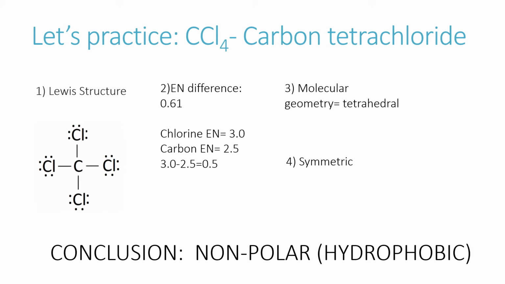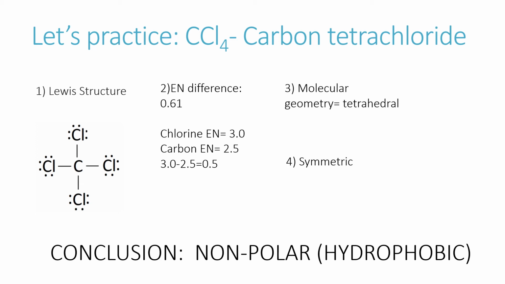Alright, practice time! So first up, let's look at carbon tetrachloride, or CCl4. So first step, draw the Lewis structure. Done. Step 2, determine the electronegativity difference. So chlorine's electronegativity is 3, and carbon's is 2.5. So if we do a little subtraction, we get that the electronegativity difference is going to be 0.5, which is greater than 0.4, so we have to keep going because we still don't know if it's nonpolar or polar.